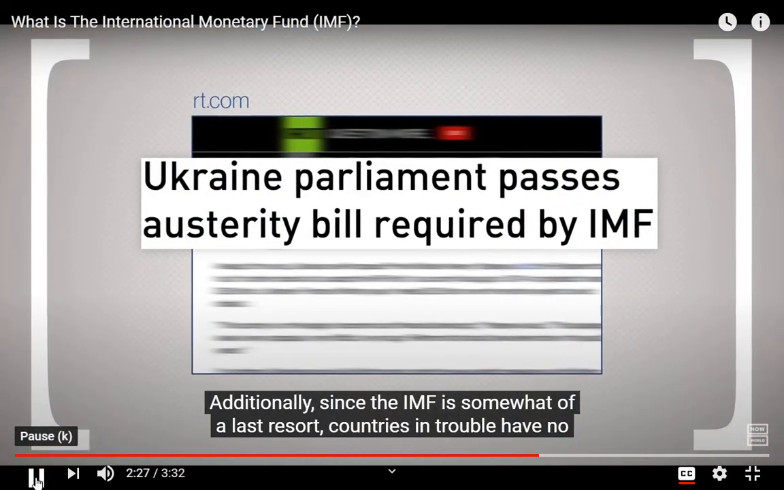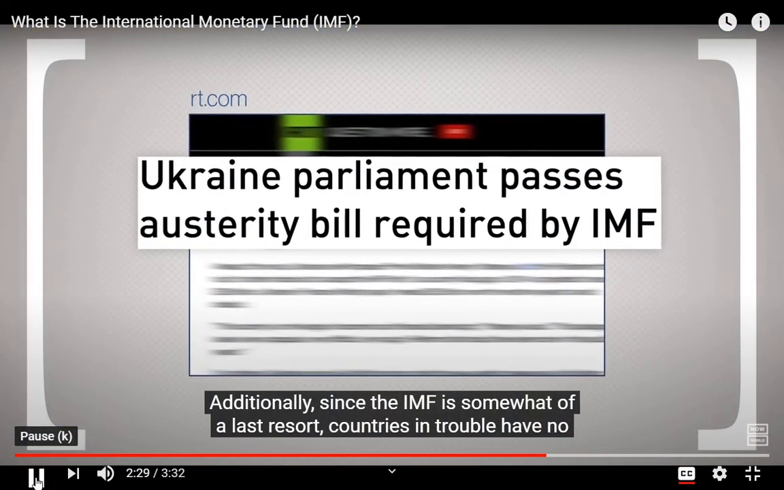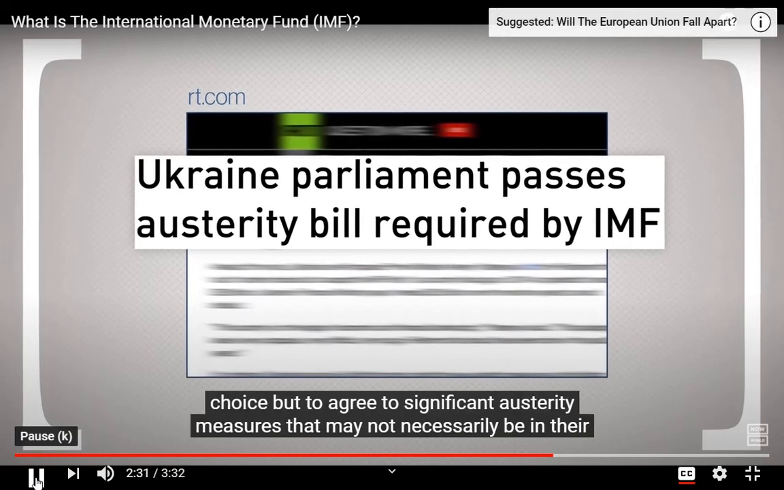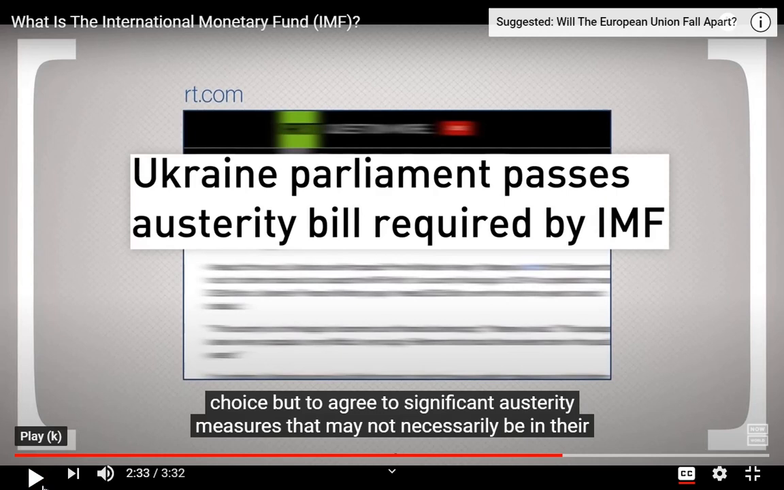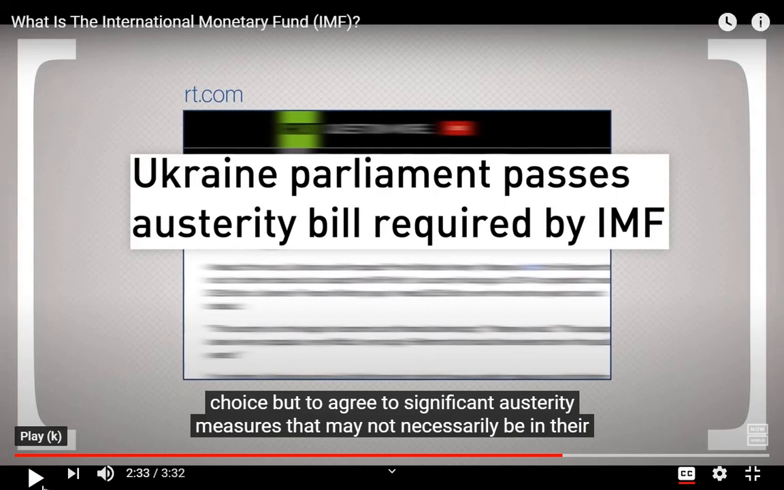Additionally, since the IMF is somewhat of a last resort, countries in trouble have no choice but to agree to significant austerity measures that may not... Mr. McBride, what does the word austerity mean? They just use the word, and it must be important because it's even in the title. What does austerity mean, Mr. McBride? I don't know what it means. You know what? I am gifted with a class because all of you already know what it means because no one asked. Not a single person asked what austerity means.